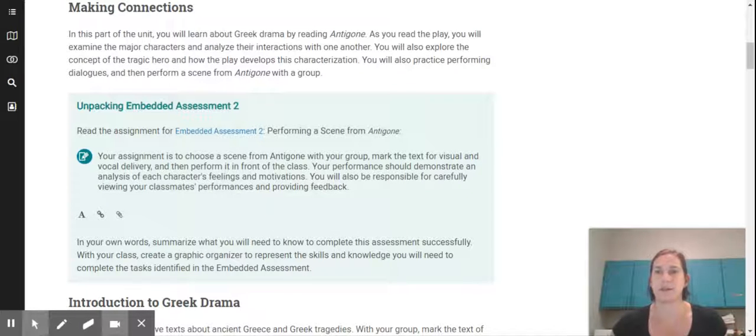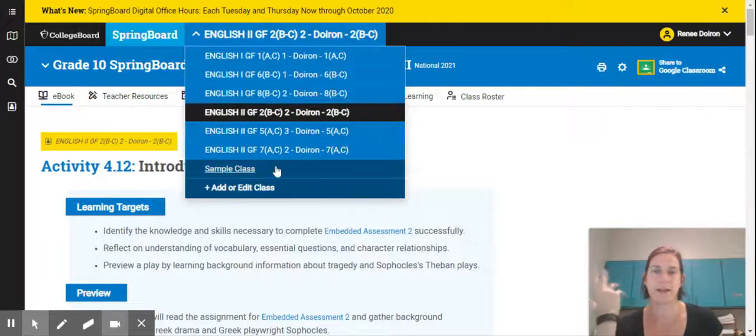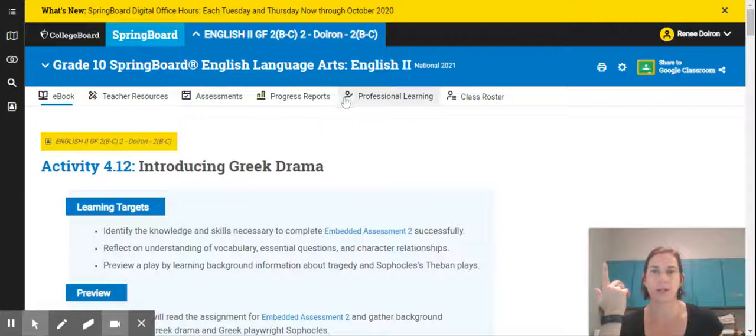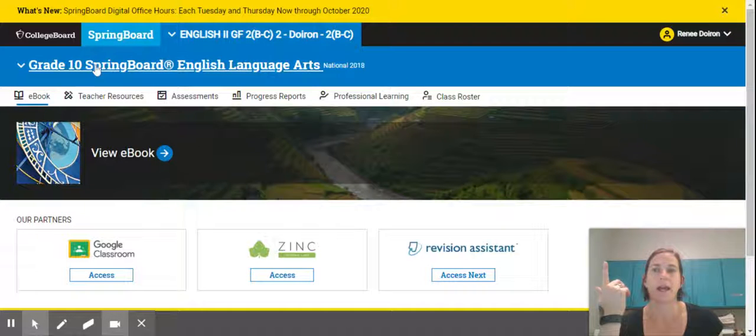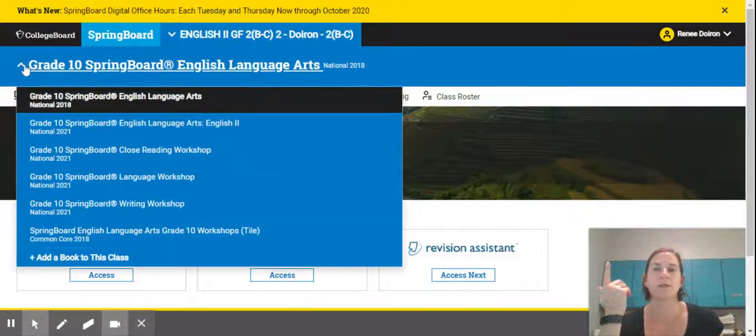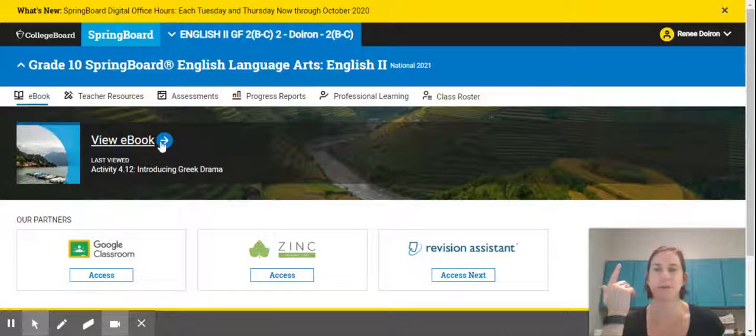So you'll see here, this is in Springboard. When you log into Springboard, if you haven't done it yet, you'll have a number of different books right here. So you can scroll down. Obviously, I have only English books, but you'll choose the book that applies to you. And then you look right here, and it might pop up this one that says 2018. So you'll go here and make sure that you're on the one that says 2021, okay? And then we'll go to View ebook.